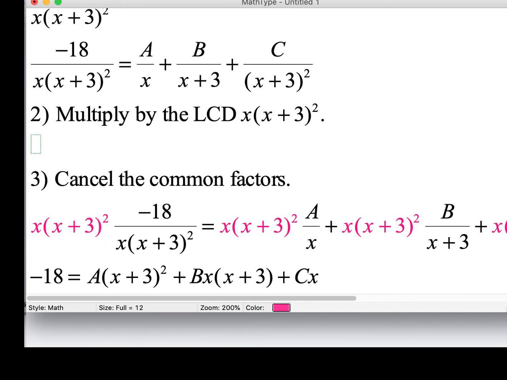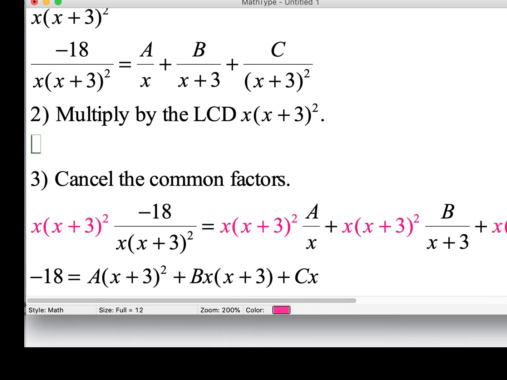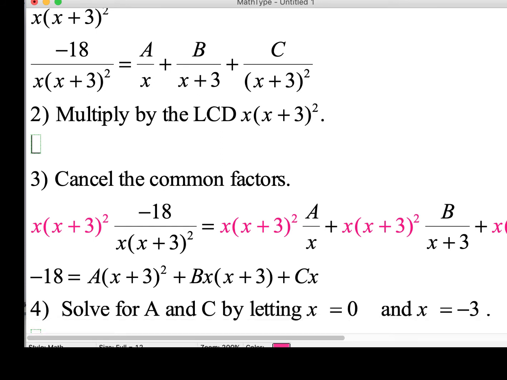In the last example, in order to solve for the variables, we would let x take on the roots. In other words, what would make each factor 0? Setting x plus 3 equal to 0 would give us a root of negative 3, and setting x equal to 0 would give us the other root. So we're going to solve for the variables by substituting in those roots. Notice here I say solve for A and C by letting x equal 0 and x equal negative 3. I'll come back to why we can't solve for B when we do that.